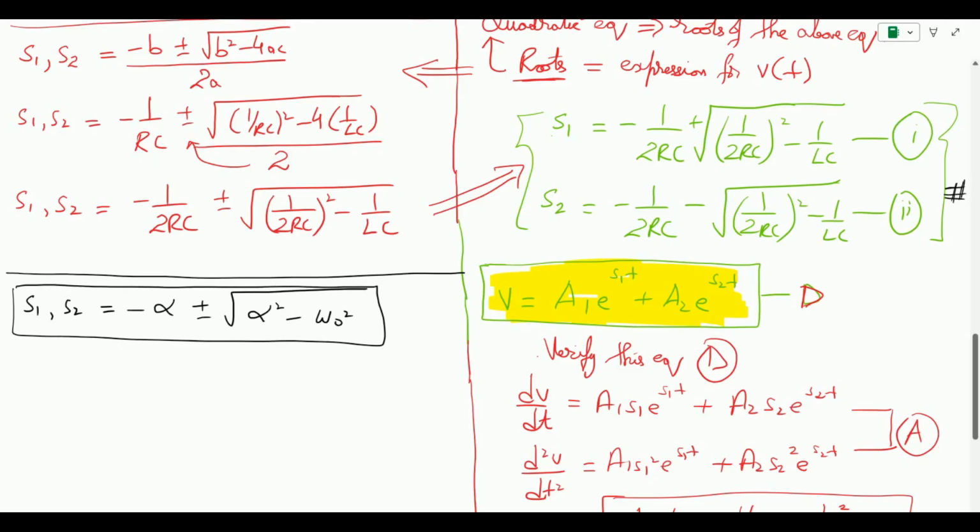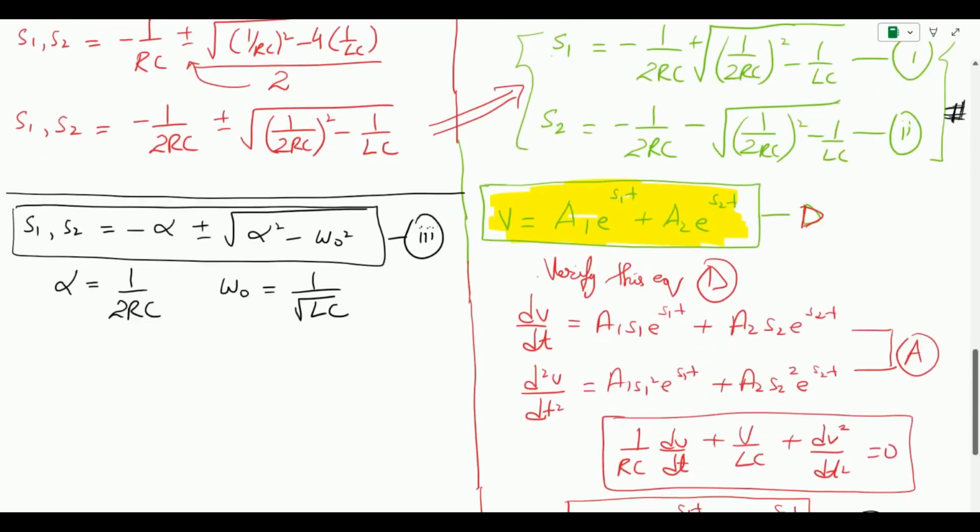How did this equation appear? We have considered the value of alpha to be 1 by 2RC, and omega naught is basically 1 divided by the square root of LC. So in equations 1 and 2, if you replace 1 by 2RC with alpha and 1 by the square root of LC with omega naught, you get this equation number 3, which is an alternative representation to find the unknown roots, which are S1 and S2.